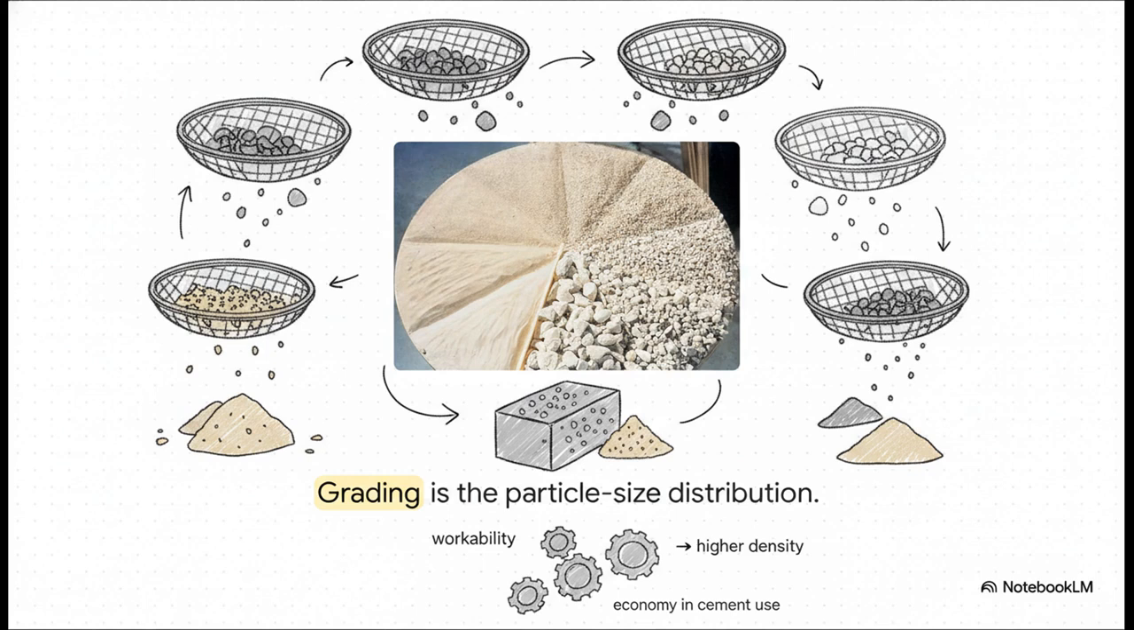By physically separating the aggregate into precise piles of different sizes, engineers make sure the mix falls within strict grading limits. Staying inside these limits is absolutely crucial for the concrete's workability, achieving maximum density, and honestly, making sure you don't waste money on extra cement.